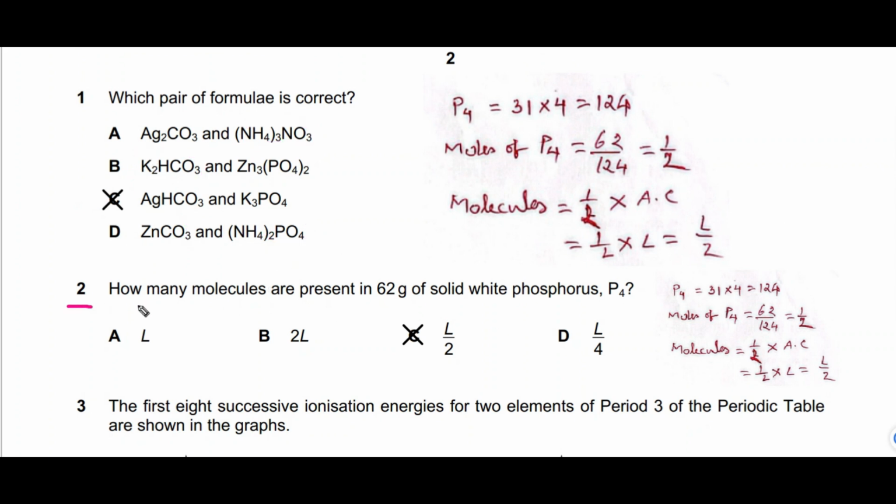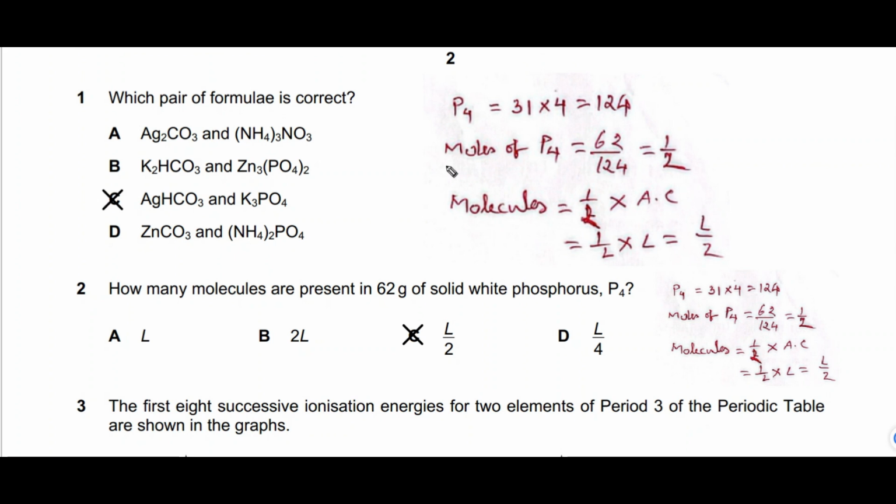Next, number 2: how many molecules are present in 62 gram of solid white phosphorus? Phosphorus exists as P4. So P4, phosphorus is 31 times 4. The molecular mass of P4 is 124.